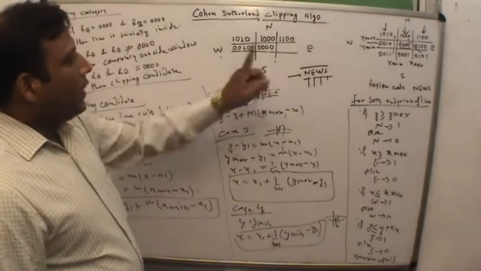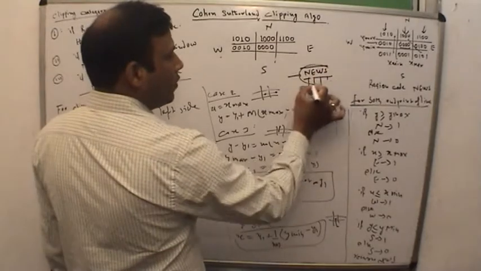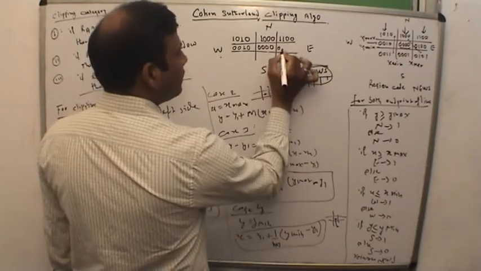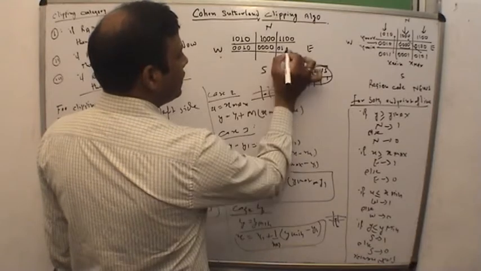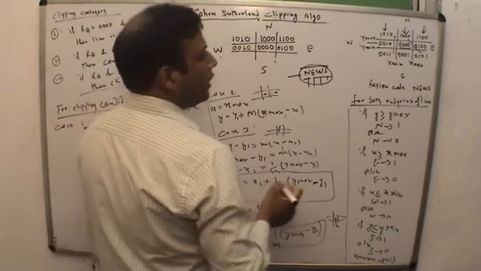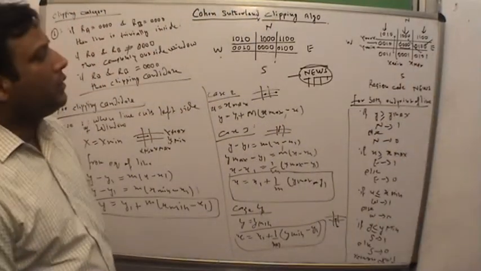Now we are going to set the value of this box according to this region code. Is this north? No. Is this east? Yes. Is this west? No. Is this south? No. We get the value 0100. You can see the value of this box is 0100.